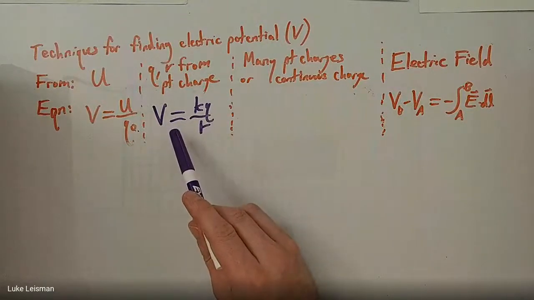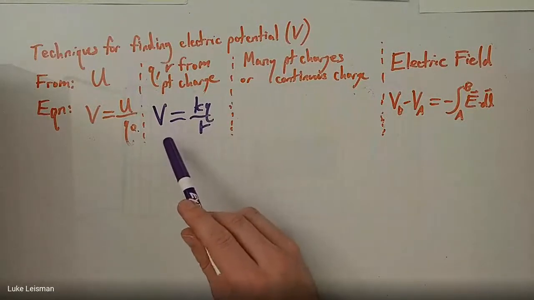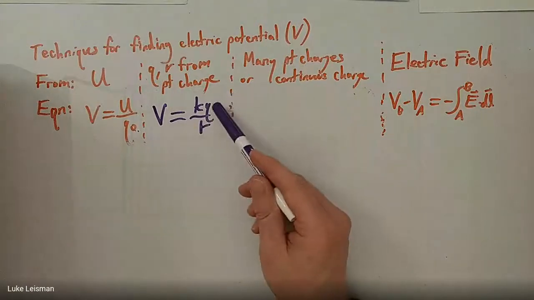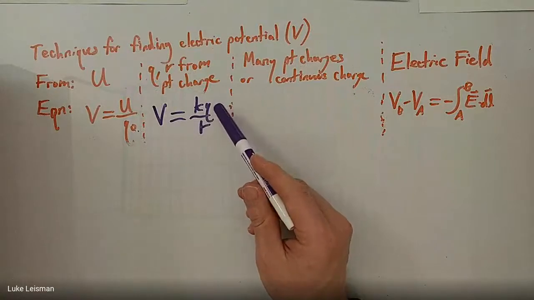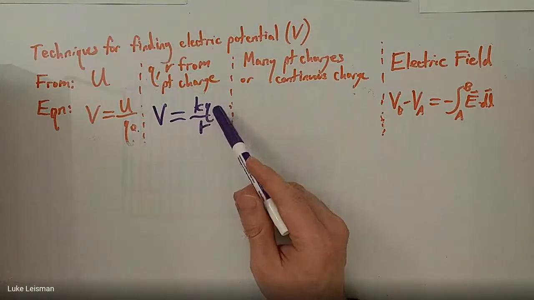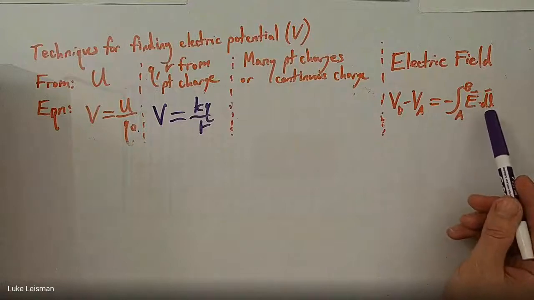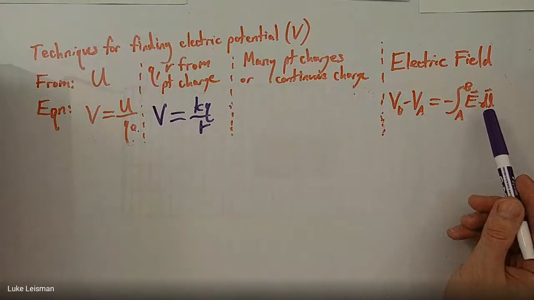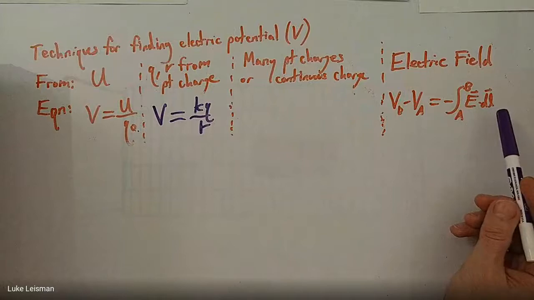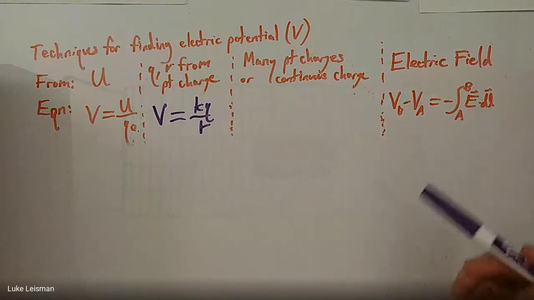And so we realized that we can think of potential sort of like hills and valleys, where positive charges create hills and negative charges create valleys. We also realized that electric field lines point sort of along the slope of those hills, that electric field lines always point from regions of high potential to regions of low potential.